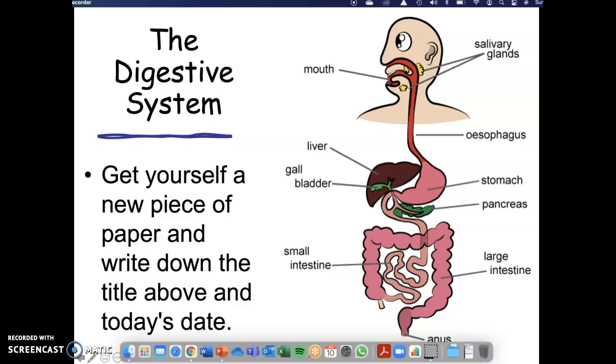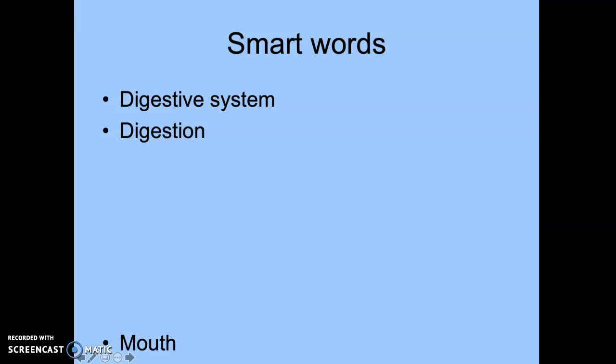Once you've managed to write the title and the date, I'd like you to look at the screen again and you will see a new slide. We have a list of some key words that are going to be coming up in today's lesson. Now I've started us off with two, the digestive system and digestion, and I'd like you now to have a good 30 seconds to think in your heads about any other words that you can think of that are associated with the digestive system.